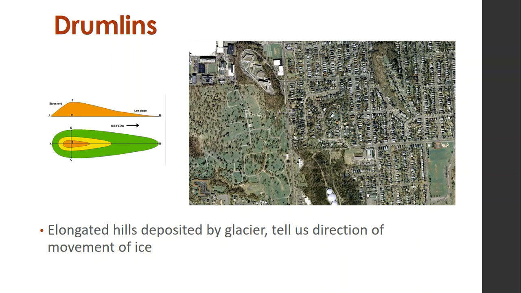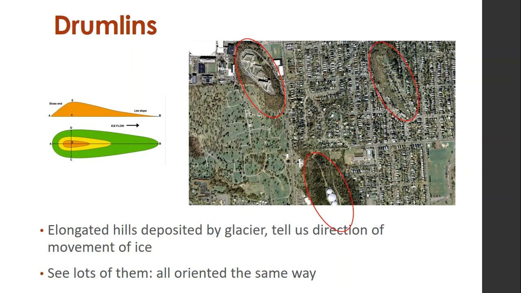It's at a high latitude, and so we can conclude that this is likely deposited from a glacier. So again, you'll see lots of them, and they'll all be oriented the same way because they're oriented in the direction of the moving ice. 1, 2, 3.